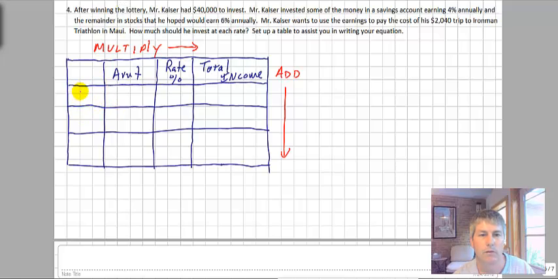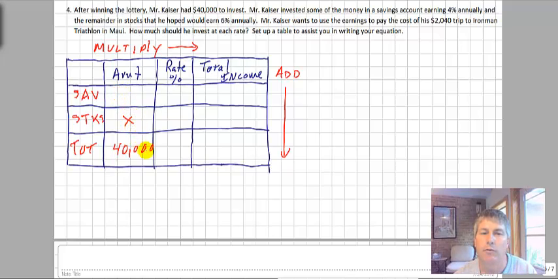Okay, so let's say he's going to put some money in savings, and he's going to put some money in stocks, and he's got his total amount. Well, his total amount that he's investing is $40,000. So how much is he going to put into his savings? Well, that's a really good question. We don't know that. In fact, we don't know how much he's going to put in stocks either. So let's say we'll put X amount in stocks. So the rest of it goes in savings.